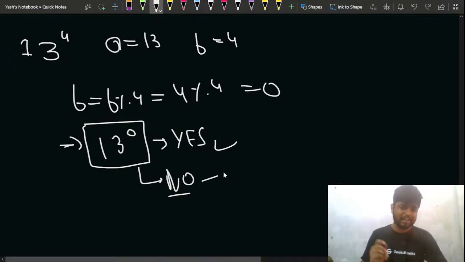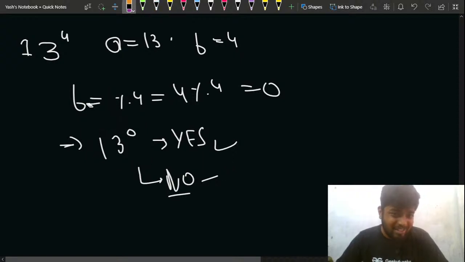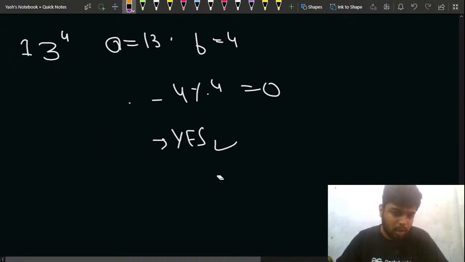What's your approach? Okay, no. Why? What's the reason? You have to write it with the reason. What's the reason for that? Because we are saying that the cycle is repeating after 4, right? The cycle is repeating after an interval of 4, right?